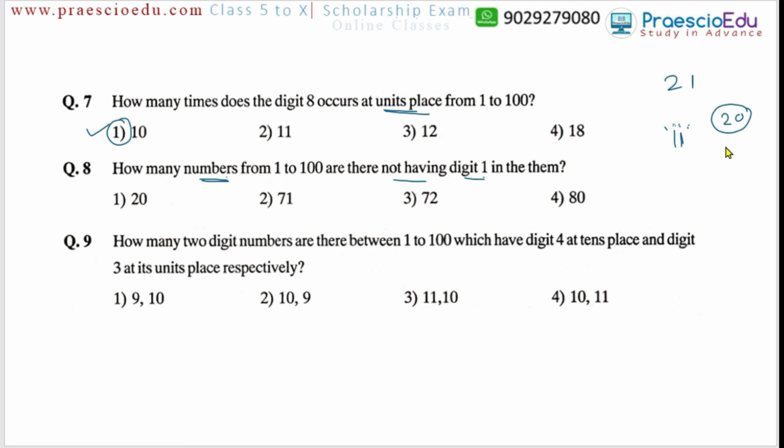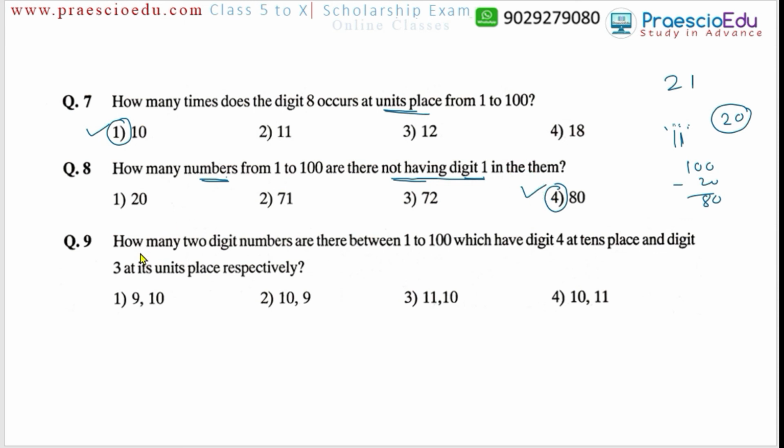Okay, now these 20 numbers are the ones which have the digit 1, but in the question we have to consider numbers not having the digit 1. So 100 minus this 20 gives 80 numbers which do not have the digit 1, so option number 4 is the correct one.